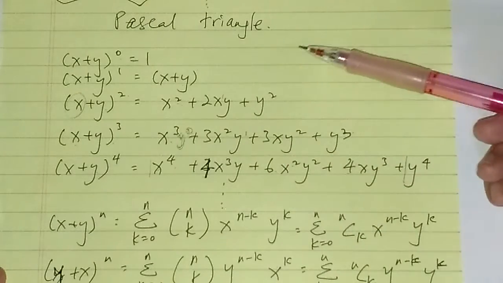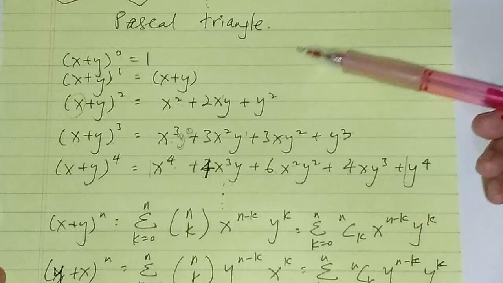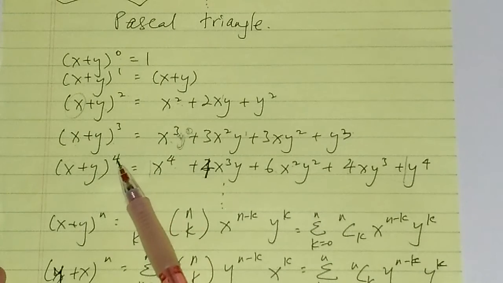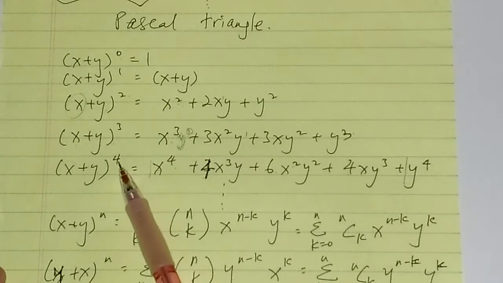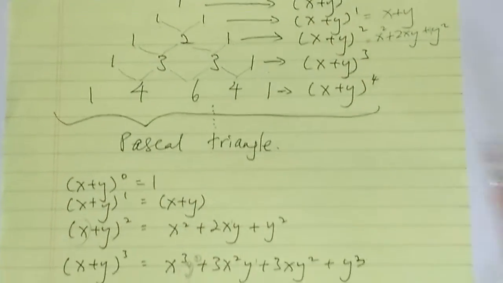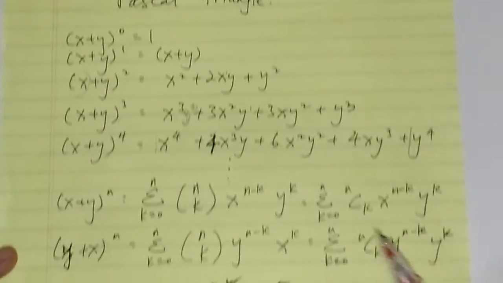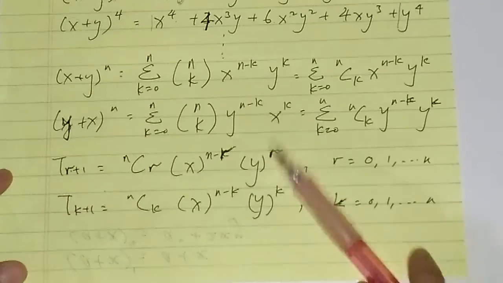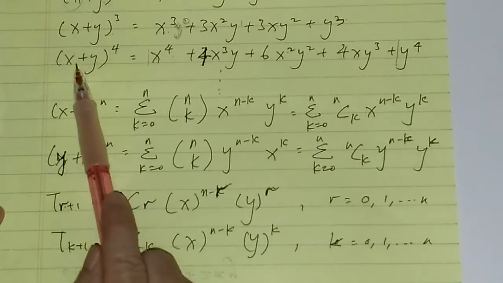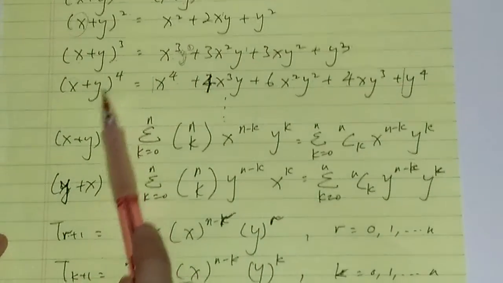So this is the so-called shortcut to do the expansion. But of course, if the power is too large, it will be very time consuming to use this Pascal's triangle method. This is why we have the binomial theorem, which is used to expand for the higher power.